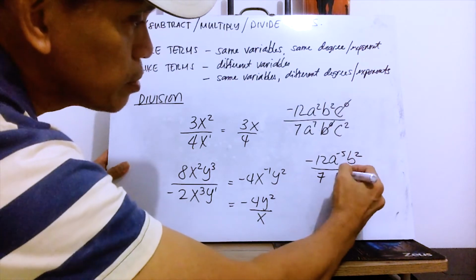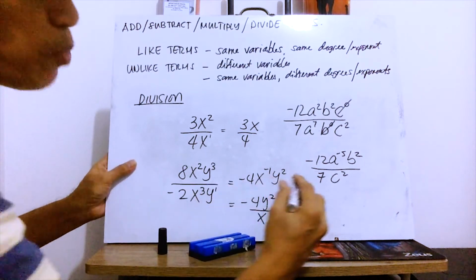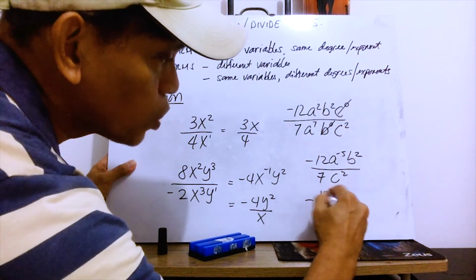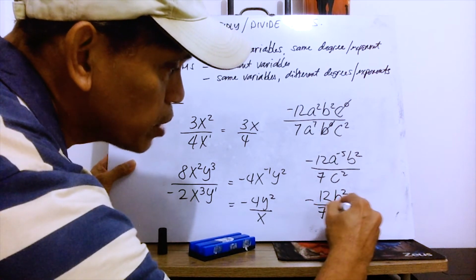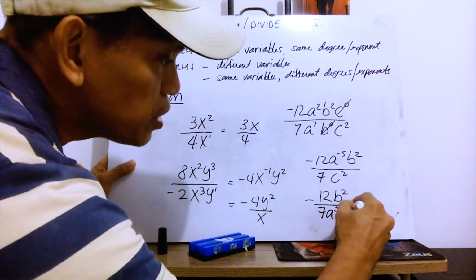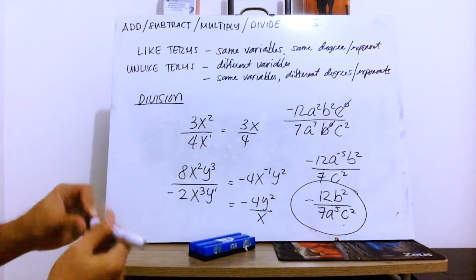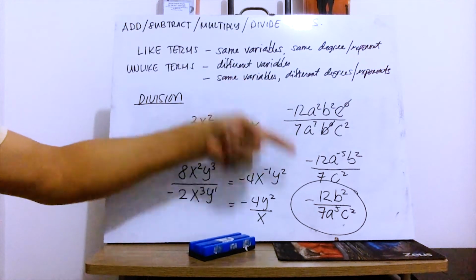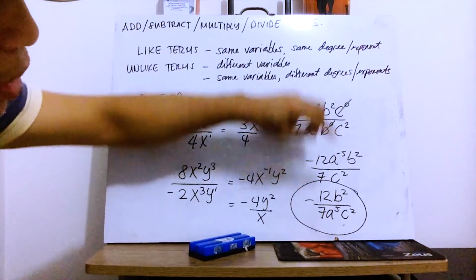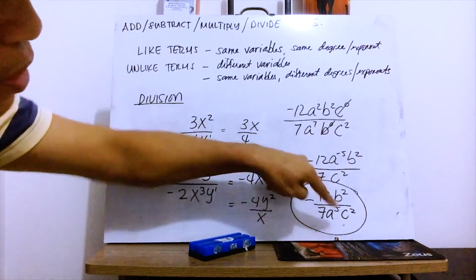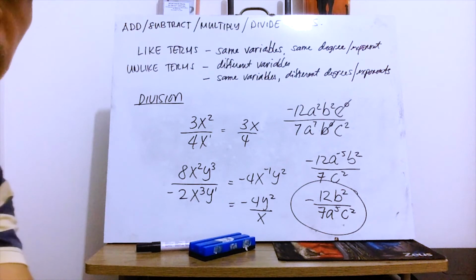b squared, c squared. Now, writing that term properly, we'll have negative 12b squared over 7a raised to the 5th power c squared. That's the proper way to write the answer. Let's check. 12 over 7. 2 minus 7, that's negative 5. Bring it down to make it positive. And then b squared is here, and then c squared is there. All right? Very simple. Just takes practice.